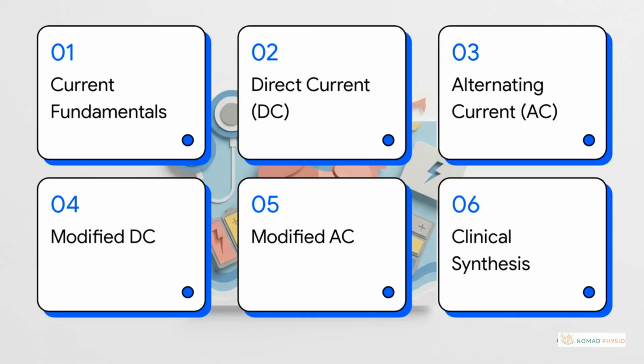Here is our roadmap. We're going to start with the fundamental physics of current, making that crucial distinction between direct and alternating types. From there, we'll dive into how these are modified for therapeutic use, looking at galvanic, faradic, sinusoidal, and diadynamic currents. And we'll wrap it all up with a clinical synthesis to tie everything together for your practice and, of course, for your exams.